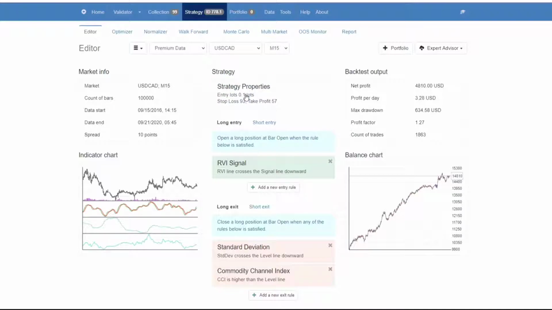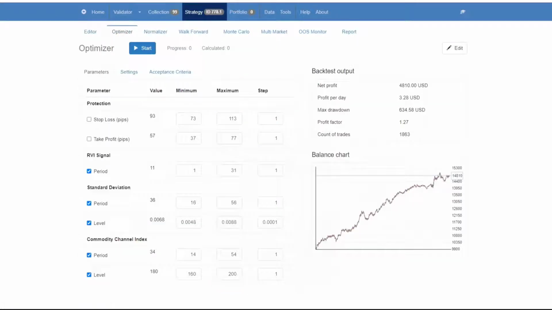So we have our strategy properties, we have our long entry and our long exit conditions, we have the backtest output metrics, we have our balance chart, and we have an indicator chart window. Within our strategy window, we have subsections, and the first is the editor that we've just discussed. Then we have the optimizer. The optimizer is the tool that optimizes our strategies based on profitability and other criteria.